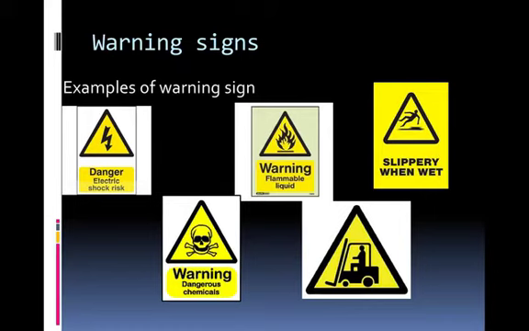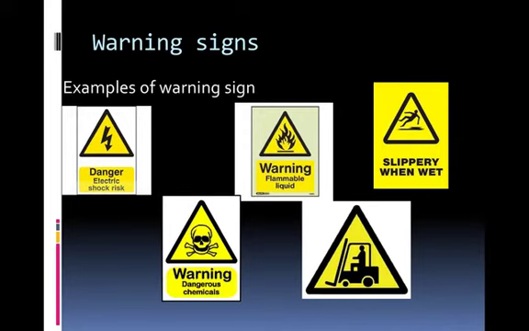Warning, flammable liquid. You have the slippery when wet, which we spoke about a while ago. You have the one with the skull and the crossbones, which means warning, dangerous chemicals. Some persons use it to also mark poisonous or toxic. And then you have the one with the forklift that I used as an example earlier, that says forklifts in the area. Simple as that.